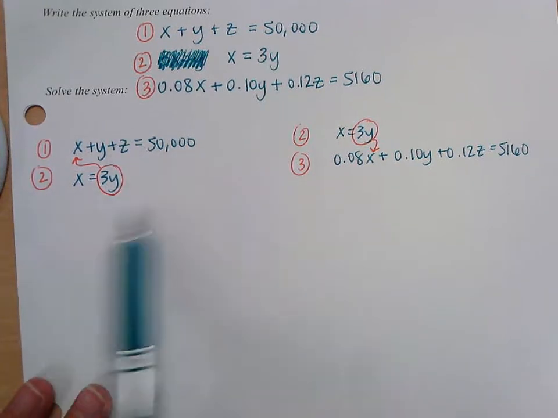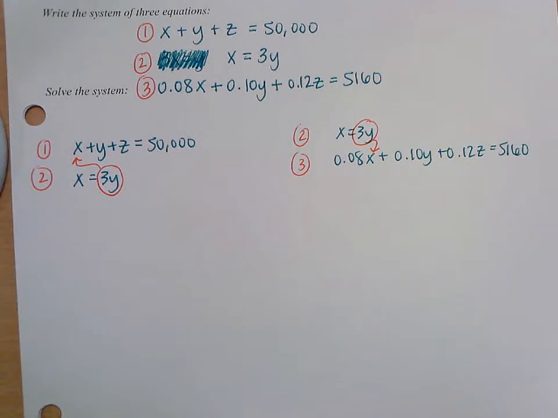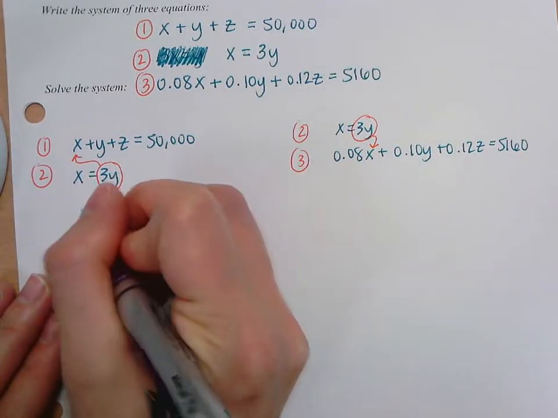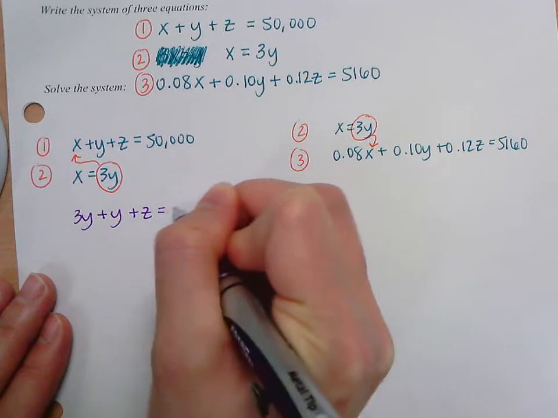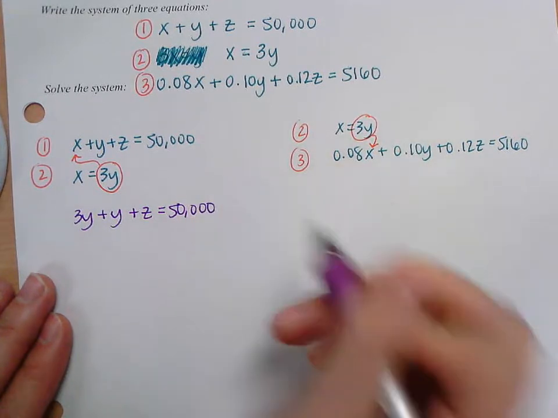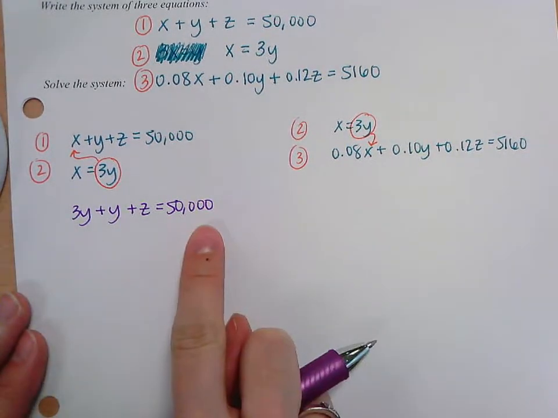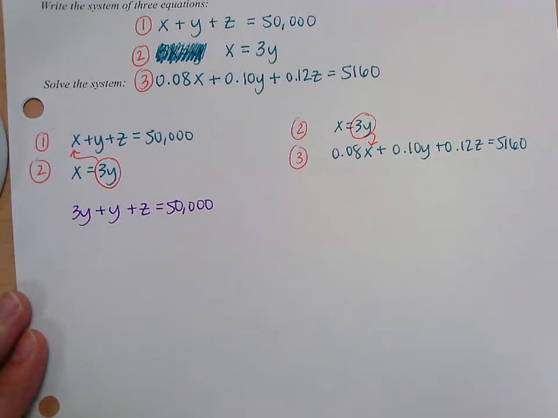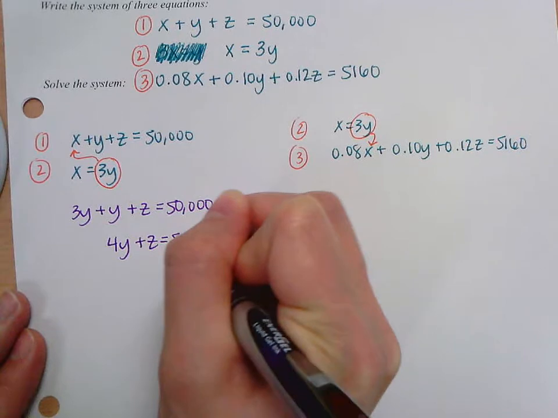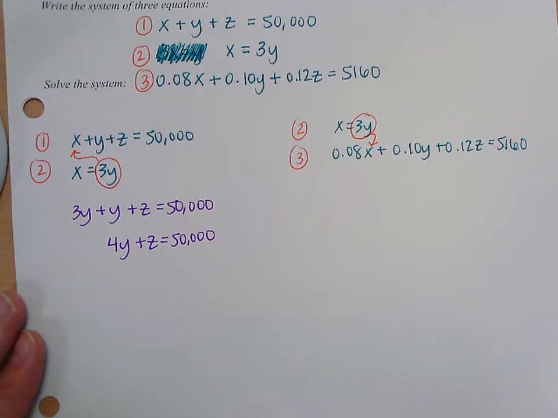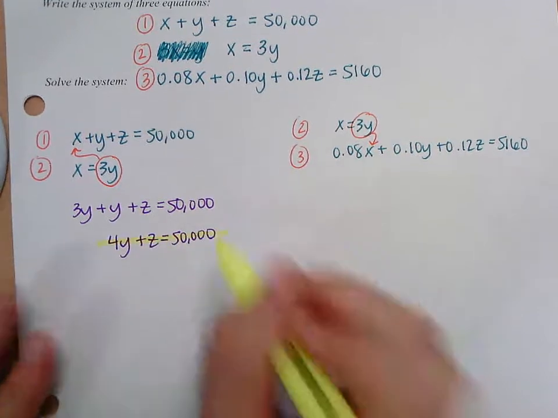So when I do that here, I'm going to end up with, in place of x, I'll have 3y plus y plus z equals 50,000, which then I can simplify that. I can just combine the y terms. So I have 4y plus z equals 50,000. So here I have one equation where the x has been eliminated.